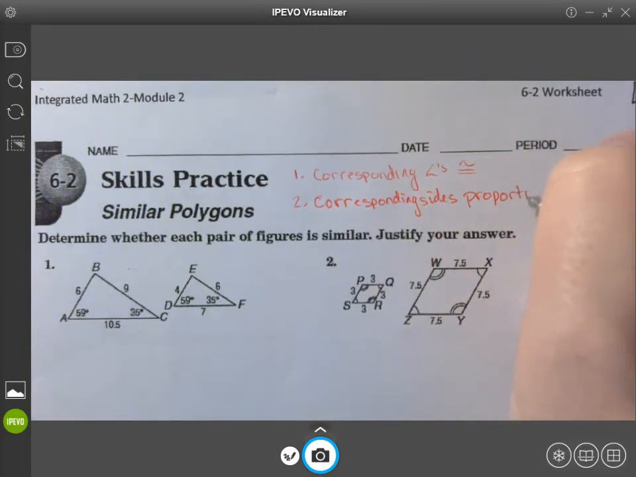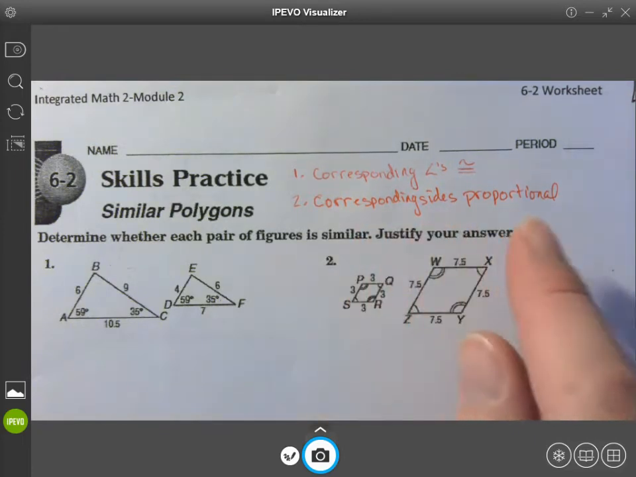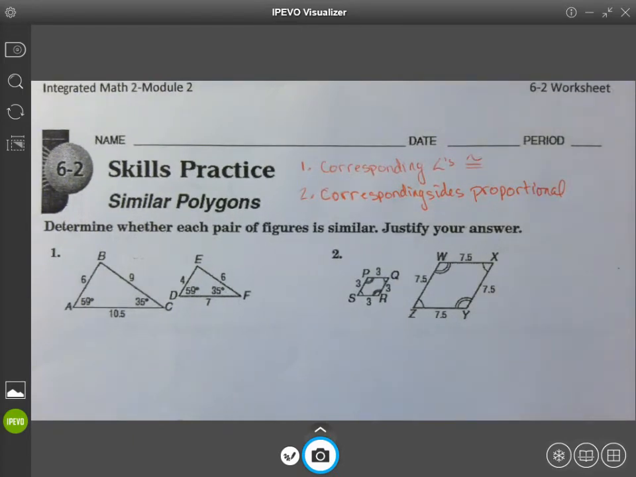So there are two checks for us. Two things that have to happen. Any corresponding angles have to be congruent. Any corresponding sides have to be proportional. So one of the things I was noticing yesterday when people were doing their worksheet and Delta Math is they weren't matching up the sides when the figures were spun. So you do need to make sure these figures are in the same layout.